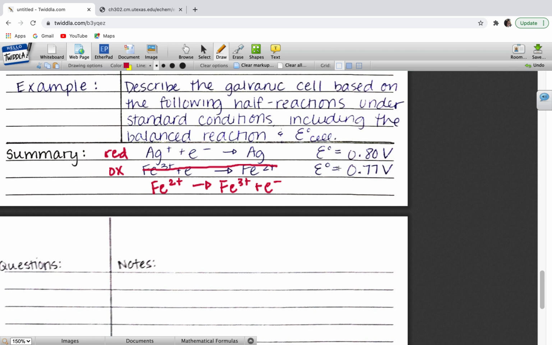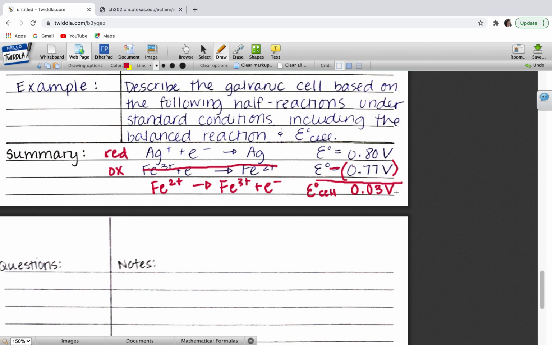And then we're flipping the sign on this bad boy right here and then adding them up, aka taking my reduction and subtracting my oxidation. Get it? And so this right here is going to give me an E cell value of 0.03. So not a huge voltage on this one. That's what it would be.